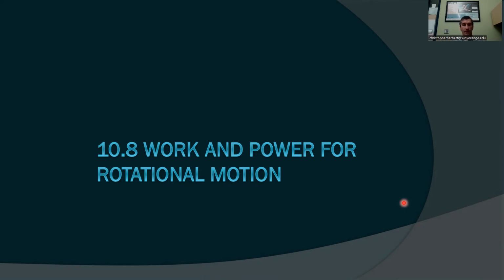Well, I can take a guess here. Because we just replaced our translational quantities with rotational quantities when we came up with kinetic energy, I'm going to guess that for work, instead of the integral of F dot dr, I can take the integral of torque dot d theta. For power, for a constant torque, instead of force times velocity, maybe it's torque times angular velocity. Let's see if we actually get that when we derive this.